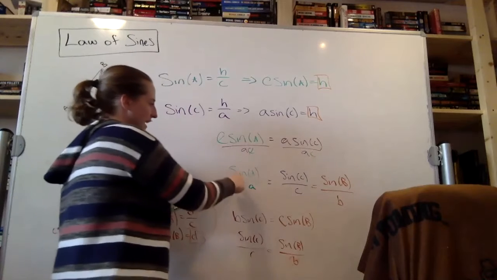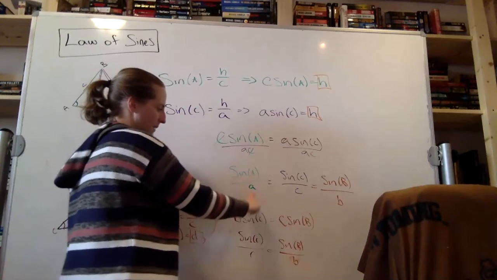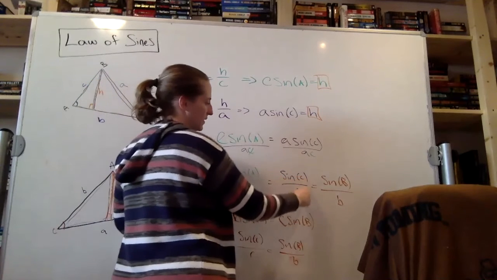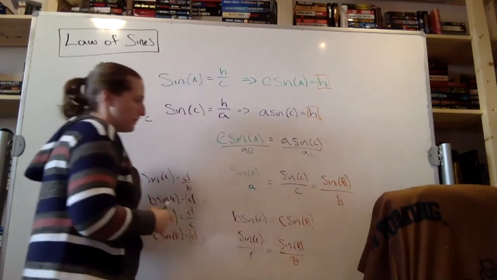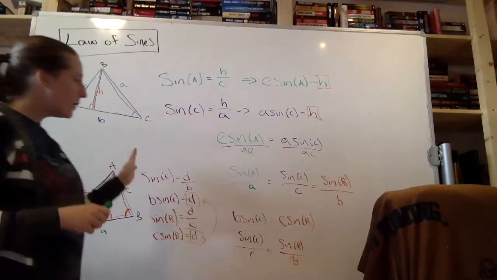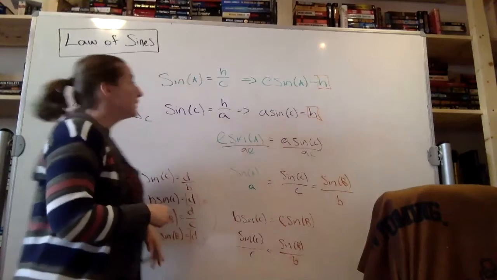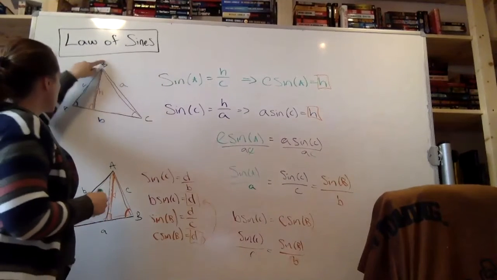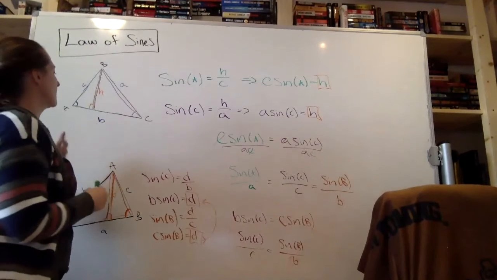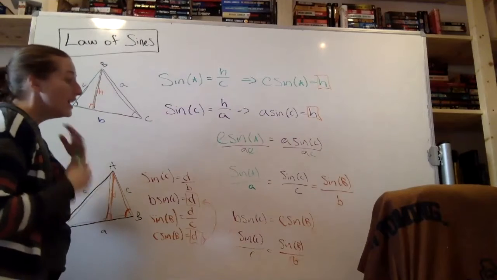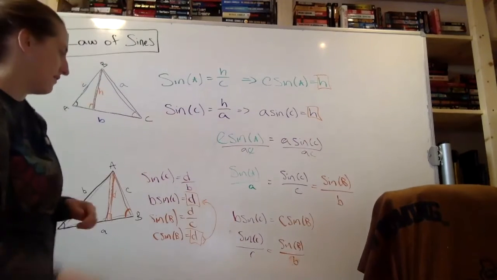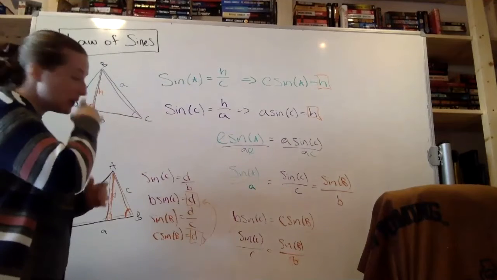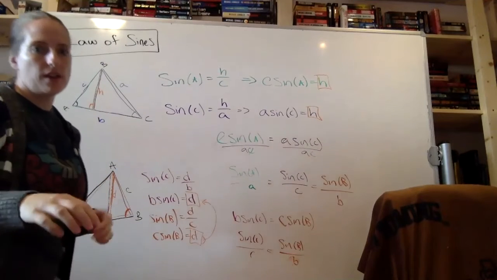The law of sines says sine of big angle A divided by little side a equals sine of big angle C divided by little side c, equals sine of big angle B divided by little side b. This makes a whole bunch of ratios relating the angles of a triangle A, B, and C to the side lengths a, b, and c. This is hugely powerful, and it turns out we can use it to solve lots of stuff. So now let's go ahead and look at a couple of examples using this law of sines.